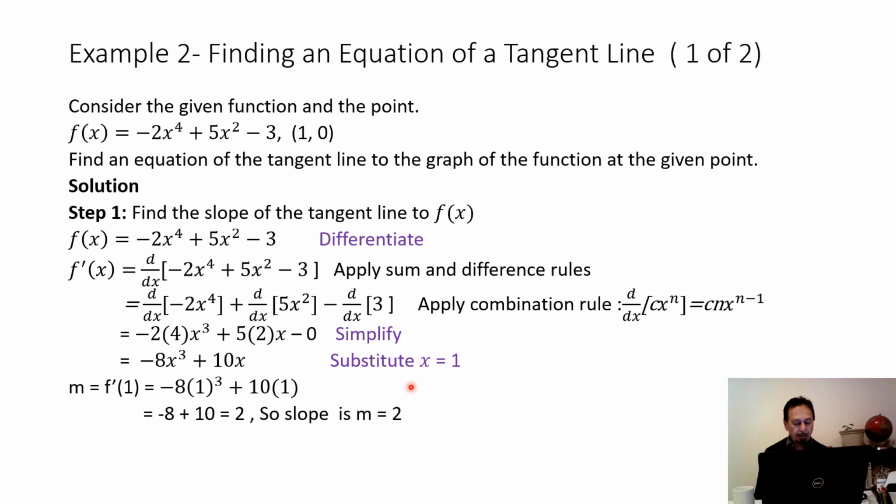Now we need the x value of the point, and x is 1. So we substitute x equals 1 in this derivative, and this gives the slope. So the slope m is f prime evaluated at 1, which equals minus 8 times 1 cubed plus 10 times 1. If we simplify, 1 cubed is 1, we multiply by negative 8, so we have negative 8 plus 10. Minus 8 plus 10 is 2. So the slope is m equals 2.